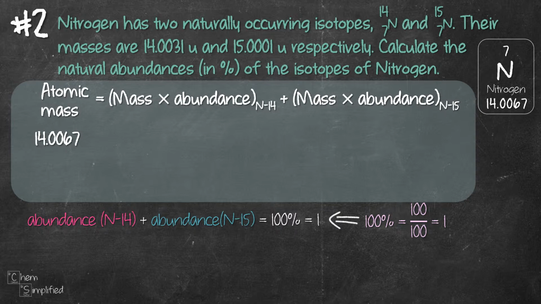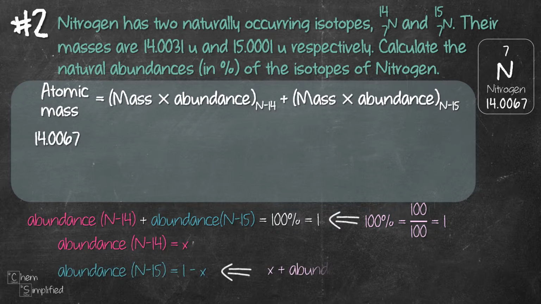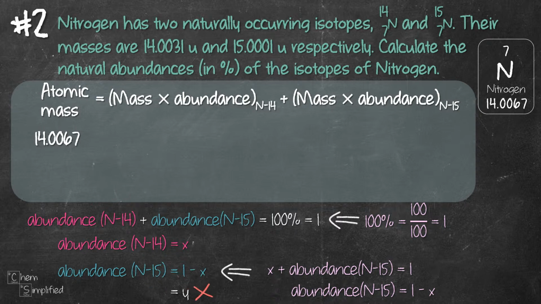So therefore, we're going to use X for the nitrogen 14 abundance, and that will make the nitrogen 15 abundance 1 minus X. Note, you do not want to use Y or any other variable for the nitrogen 15 abundance, because it will make it impossible to solve mathematically. You have one equation with two variables, that's a no, no, no. One equation, one variable, yes, we can handle that. So just bear with me if that doesn't make sense. You'll see in time what I mean.